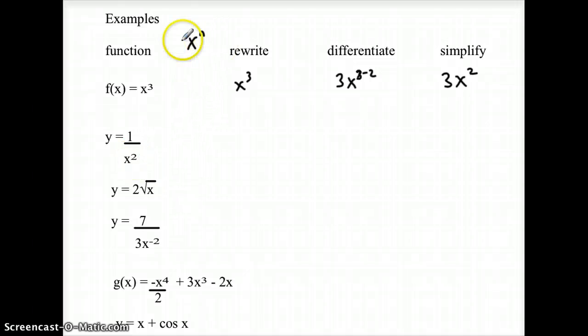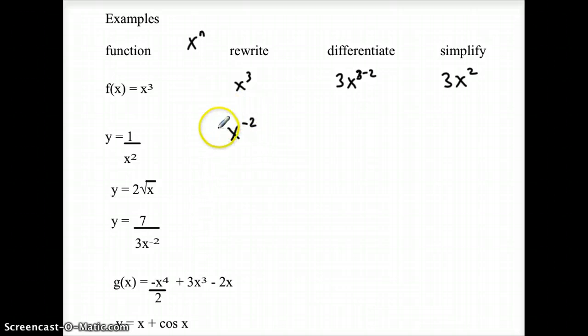We want it in this form. We don't have a quotient rule yet, so if anything is in the form of a quotient, we can't take the derivative of it until we rewrite it. So we're going to rewrite this using that rule that says that if you have a negative exponent, it's in the other part of the fraction. So 1 over x squared really could be written as x to the negative 2. We're going to use that to take the derivative.